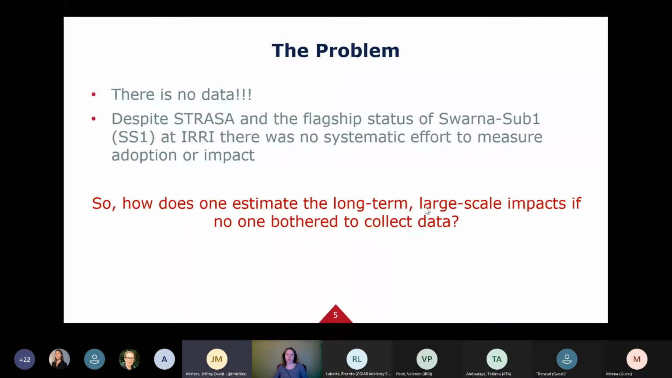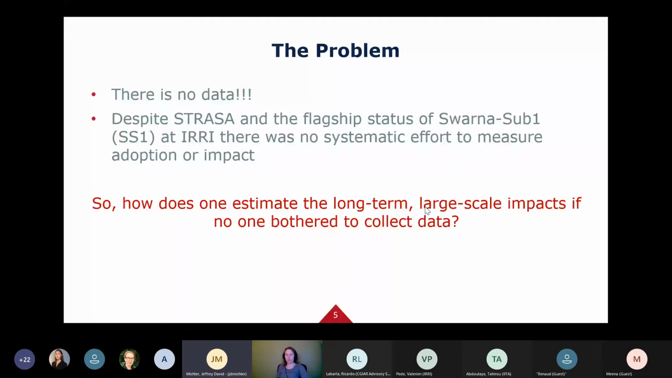Problem is, there's no data. No data exists to answer this question. Despite the flagship status of Swarna-Sub1 and all the money put into the STRASA project, there's no systematic effort to document adoption over time and at a large scale. There have been some data collection efforts here and there, but they were sporadic, and none of them were really designed to get at this question that SPIA was asking.